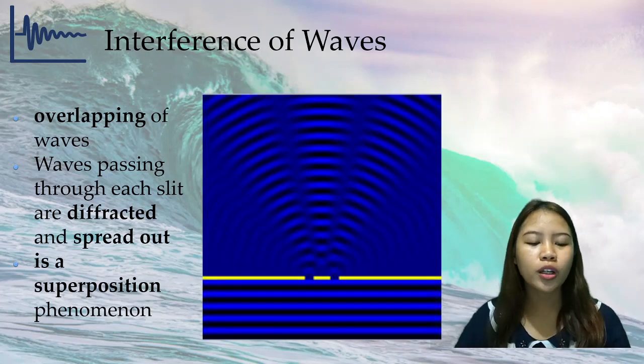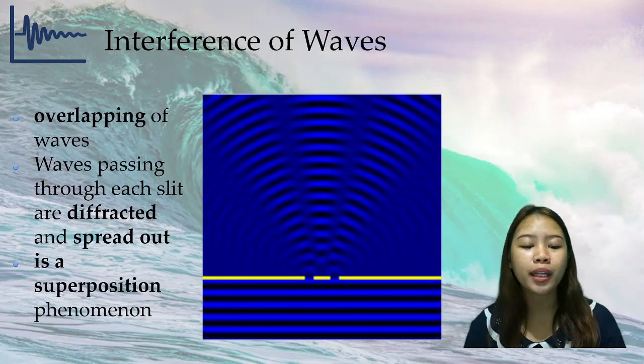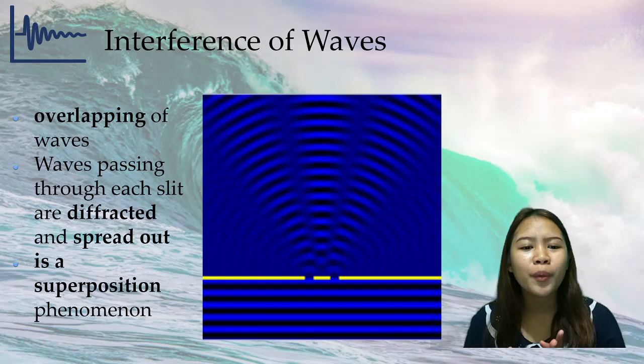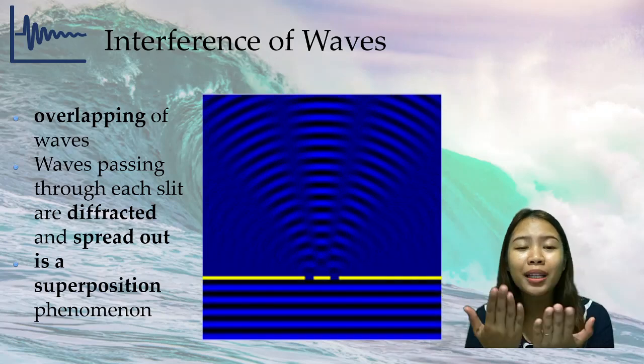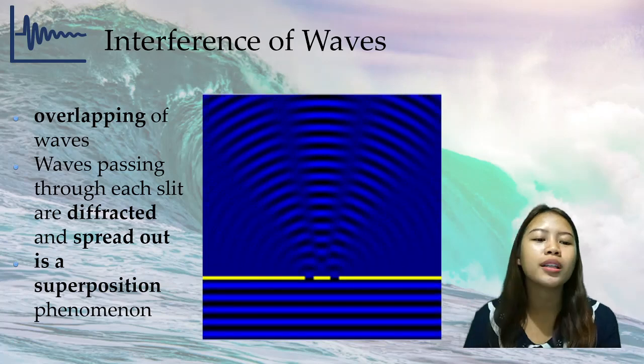Okay, if you're going to take a look here, we have two slits. So what happened here is that we have the diffraction of waves. So the moment that the waves diffract, the two waves meet. Sometimes they scatter, and when they meet, they overlap with each other. So that is called interference.